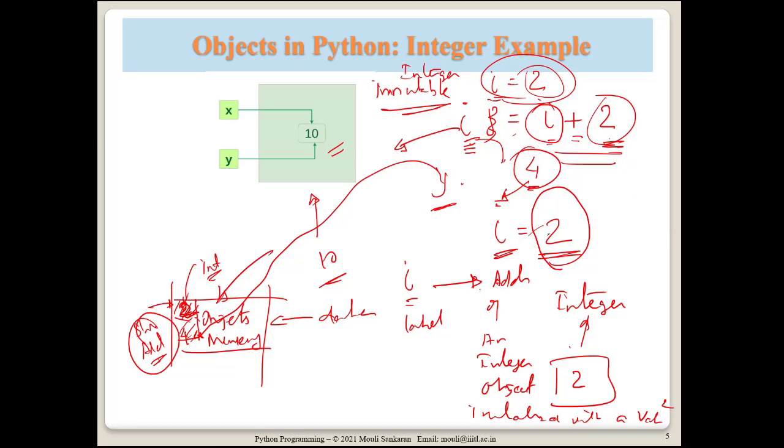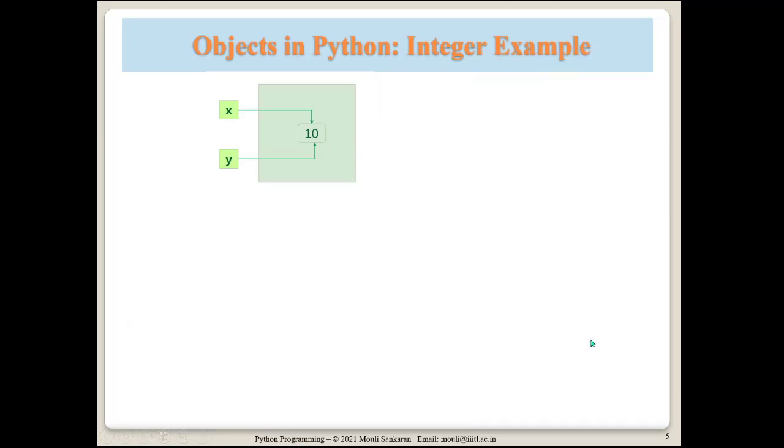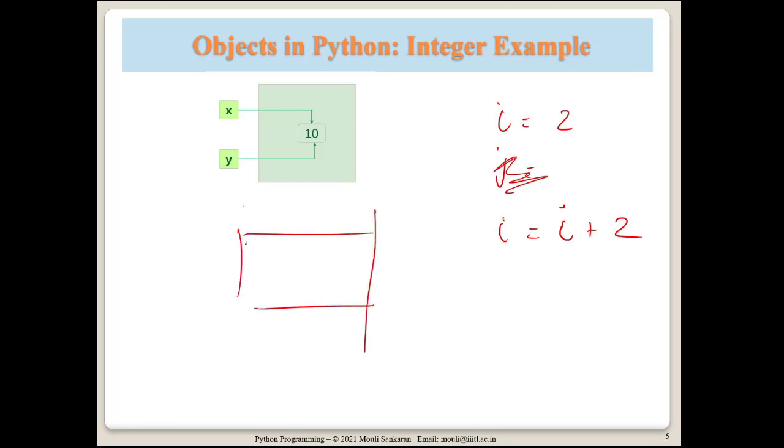At this time, let me erase everything and write it again. I equal to 2, j is, I equal to I plus 2. Now the object memory has object 2, and now object 4. Now this I points to the object memory 4. My question is, will this object be released by some garbage collector running in the background?